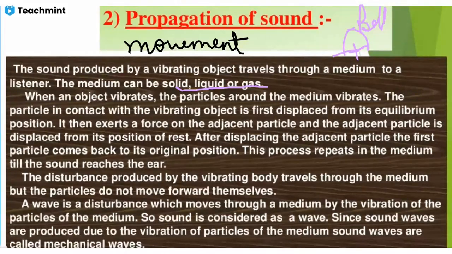Before you touch the bell, what do we say? That bell is in equilibrium position. The bell is in equilibrium position. The bell is not producing any vibrations and it is not producing any sound. So initially the bell will be in equilibrium position. And now what happens when you apply a force on that? When you apply force on that bell, it starts producing vibrations.